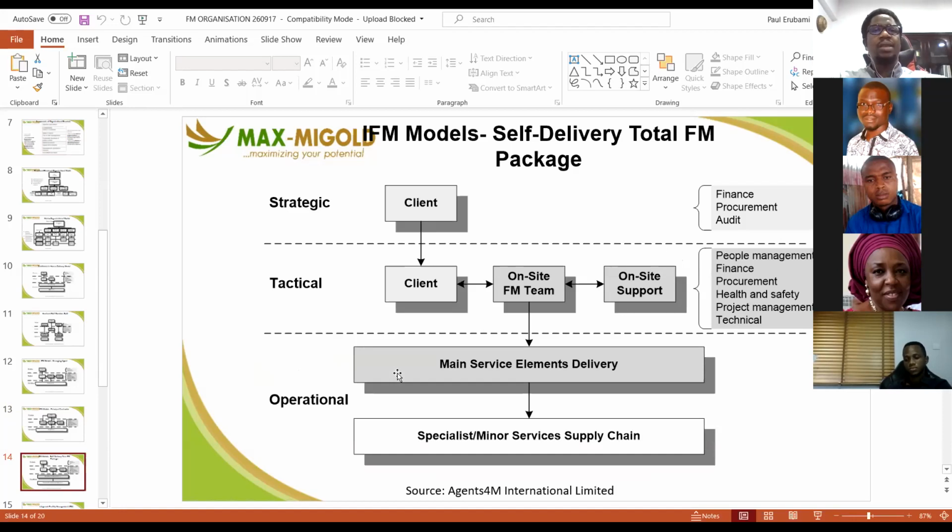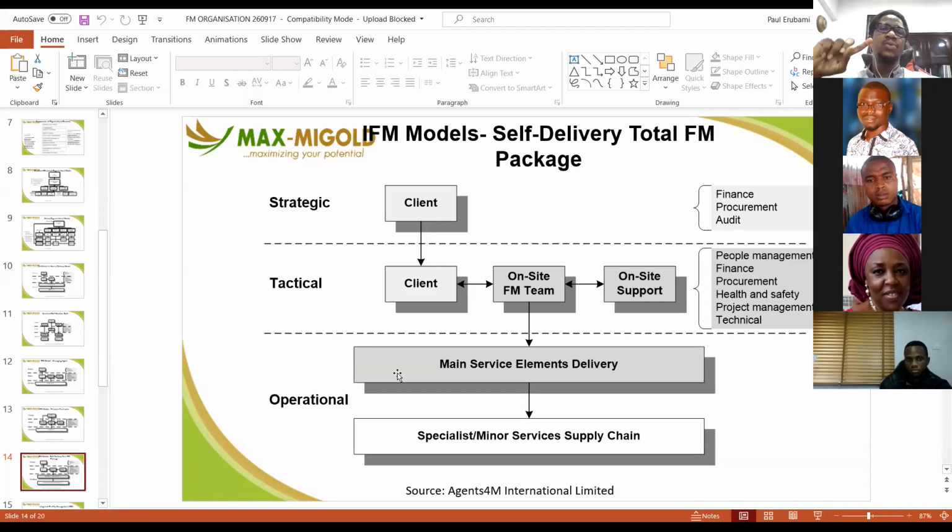He now brings in his own staff to execute everything from the shop floor. What this means is that he's operating what we call a total facility management model, while the principal contractor is operating what we call the integrated facility management model. The IFM model of the principal contractor requires him to outsource the services at the shop floor while holding on to management and developing all the processes. But the total FM model requires him to employ everybody to work for him and be fully integrated.